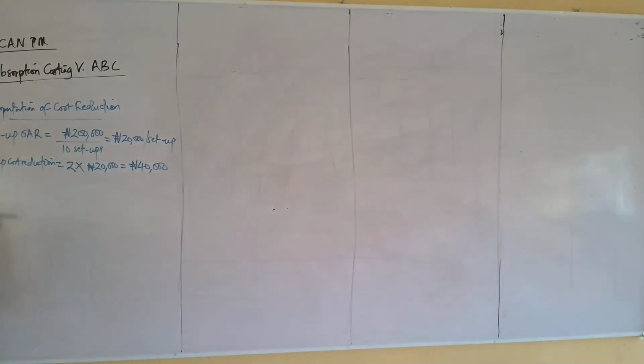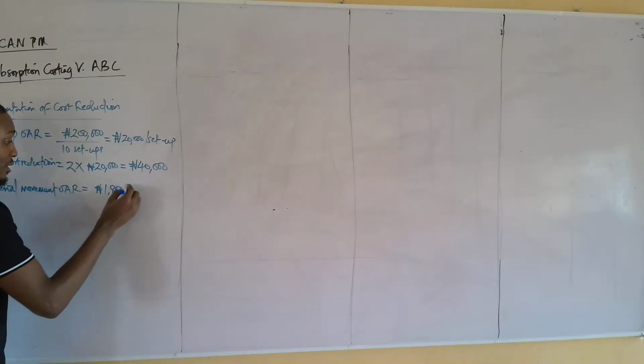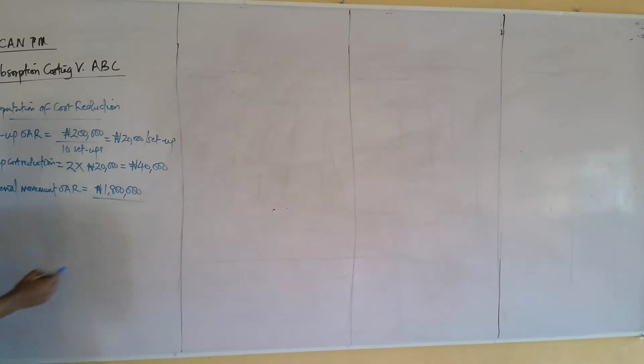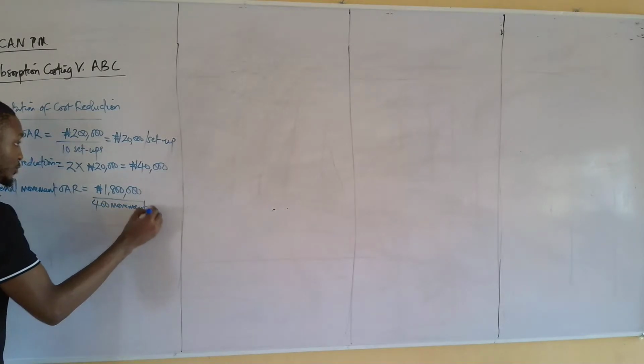Now, what's the next one? The next thing that's reducing is material movement. So we have material movement OAR. What's the total material movement cost? 1.8 million. And how many material movements do we have? 400. 400 movements. So it will be how much per movement?